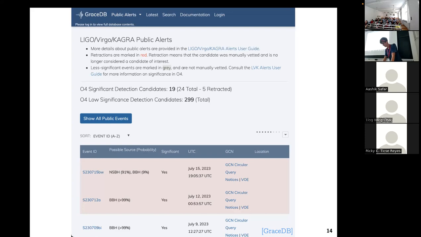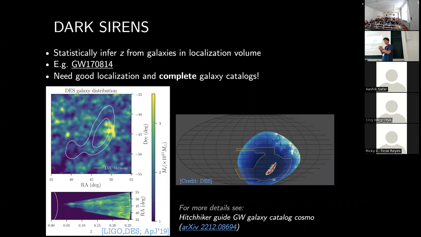Now, even if you don't detect the counterpart directly, you also know from the gravitational wave detection itself, more or less, the region of the sky where the signal is coming from, and also you have some error in the luminosity distance.